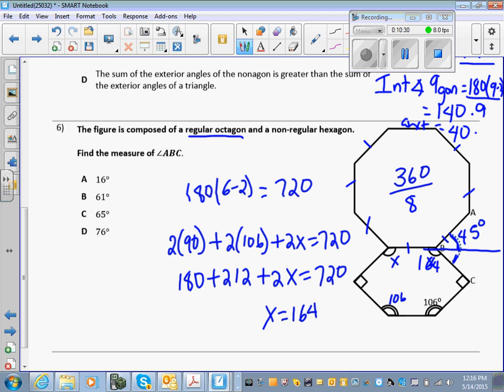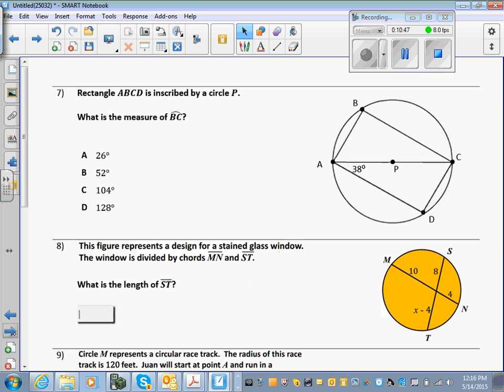But I need to solve for the exterior angle, so I need to do 180 minus 164, which gives you 16. Then the answer would be the sum of those two numbers. Okay. All right. Next page is number 7.